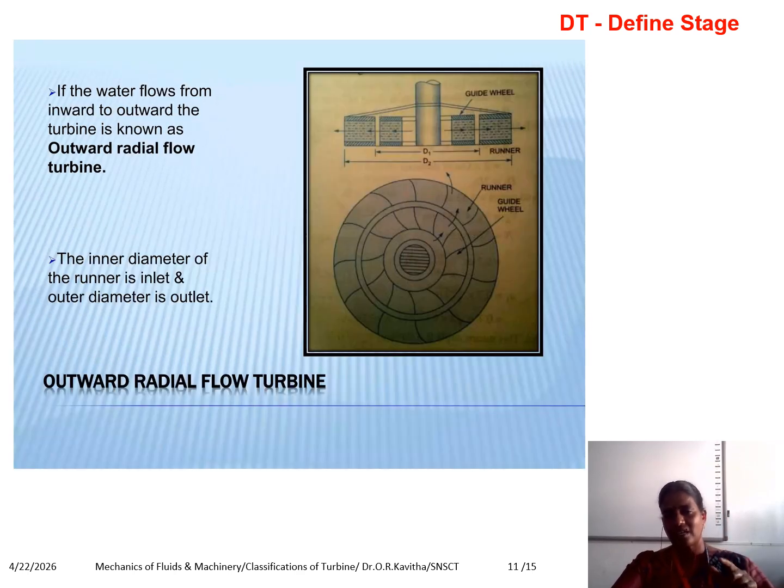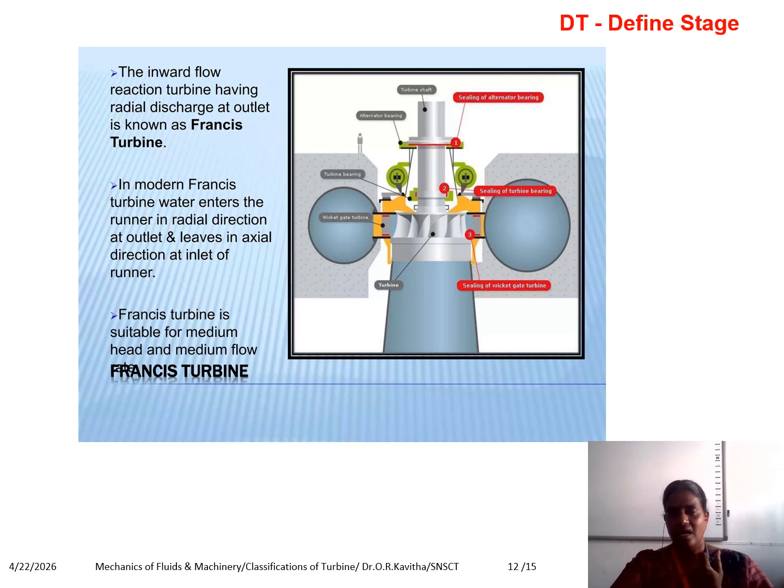If I am taking the outward flow turbine, first the water will enter at the inward part of the turbine, and it will move on to the outward of the turbine. Then we call that an outward flow turbine. For the inward flow reaction turbine, the best example is the Francis turbine. This Francis turbine is suitable for medium head and medium flow of water.